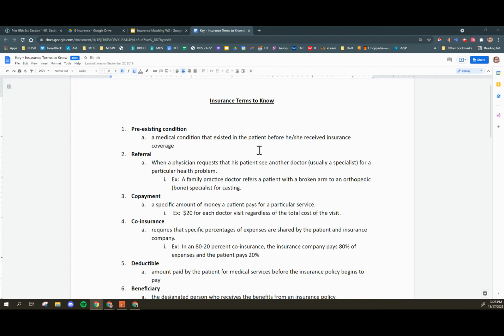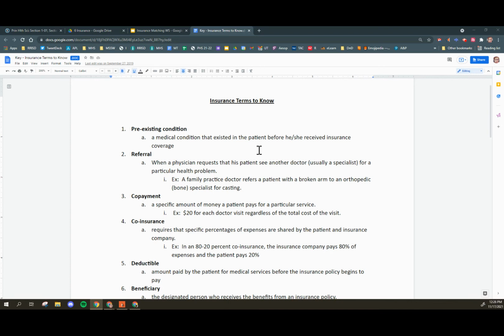Number 3, copayment. A specific amount of money a patient pays for a particular service. Example, a patient may have to pay $20 for each doctor visit regardless of the total cost of the visit. They would have to pay this amount at the time of service.